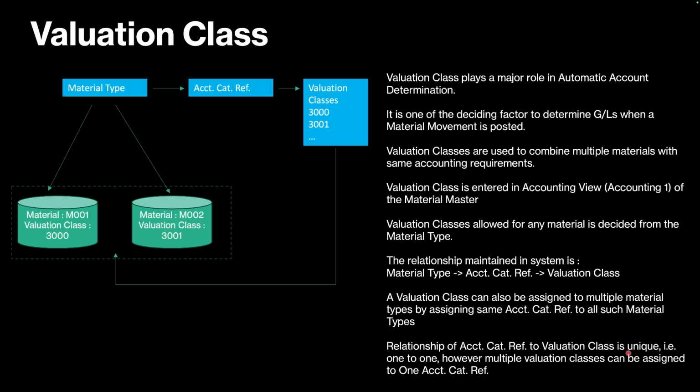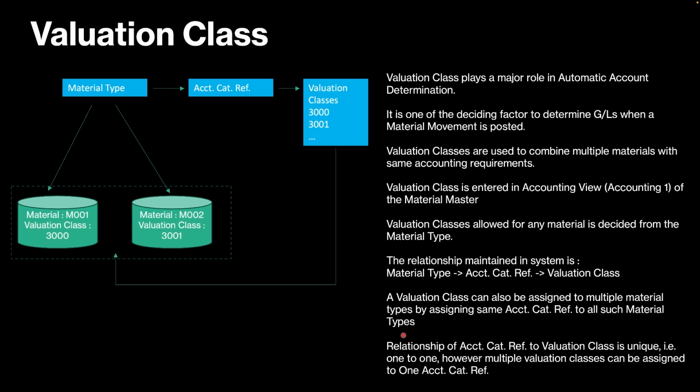and what is the meaning of price control, and what is the difference between standard price and moving average price. So in this way, in this first part, we understood the concept of material valuation. In the next part, we'll see the SAP demo on this material valuation process. We'll see the configuration, the master data and the transaction data.